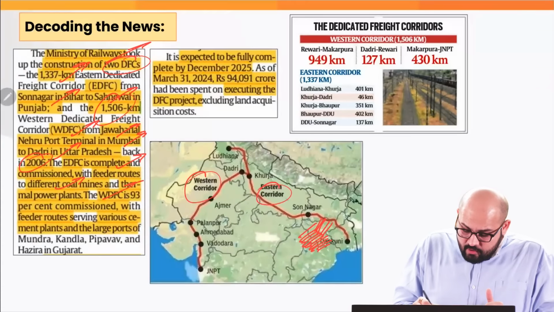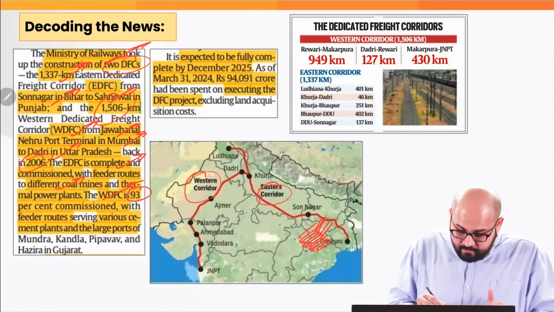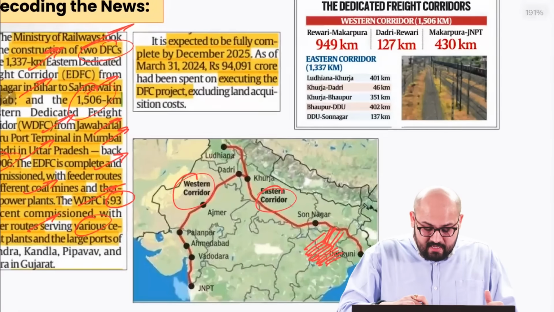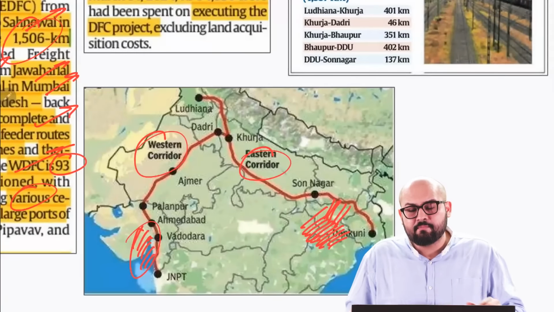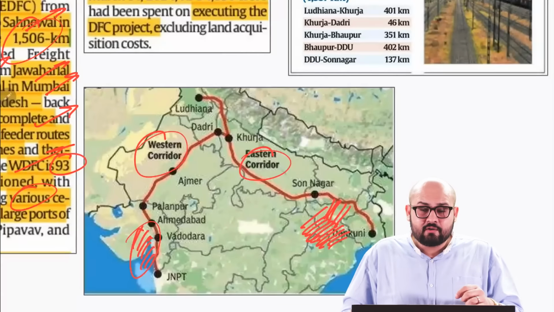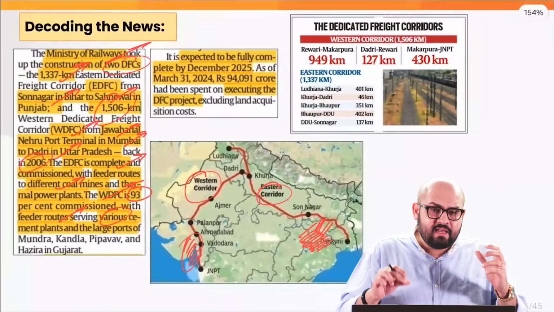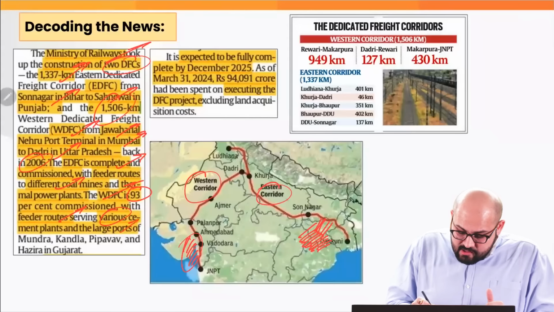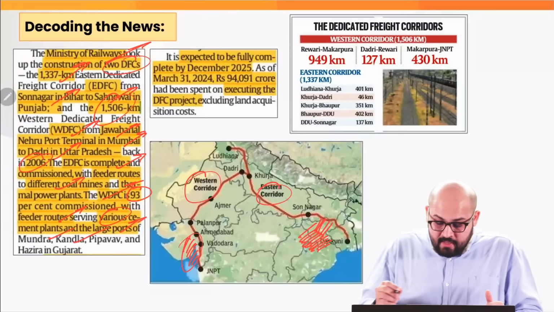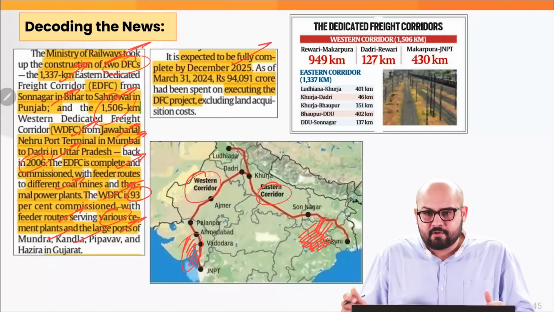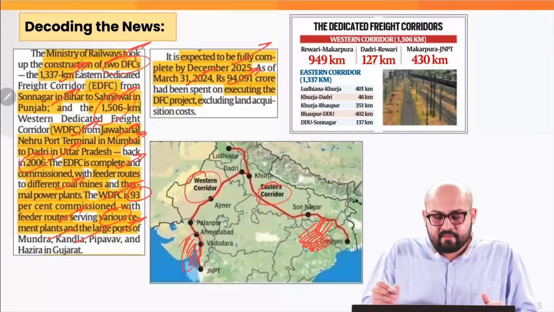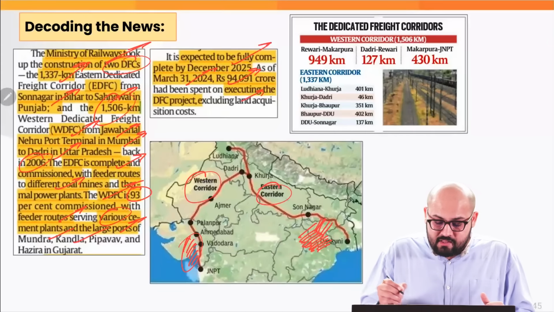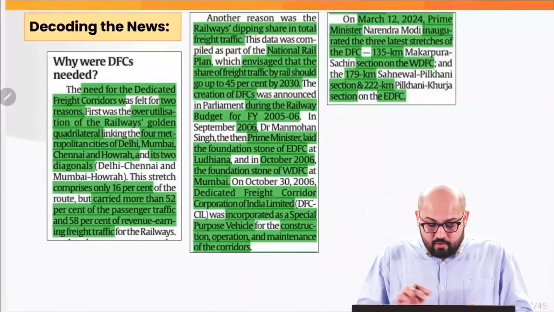The Western Dedicated Freight Corridor is 93% commissioned with feeder routes serving various cement plants. Please see again here that we have numerous cement plants located in this part of Gujarat. So it is also leading to the transportation of cement very efficiently, and the large ports of Mundra, Kandla, etc. It is expected to be fully complete by December 2025. As of March 31st, 2024, almost 94,000 crores have been spent in executing the dedicated freight corridor project.